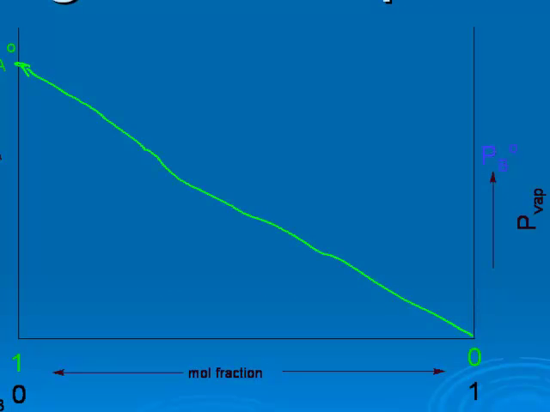Now let's look at the vapor pressure of B. If we have pure B, in other words, the mole fraction of B is 1, then we're going to be at the vapor pressure of pure B. If we don't have any B, then it's going to be at 0. And again, we can draw a straight line to model what Raoult's law says.